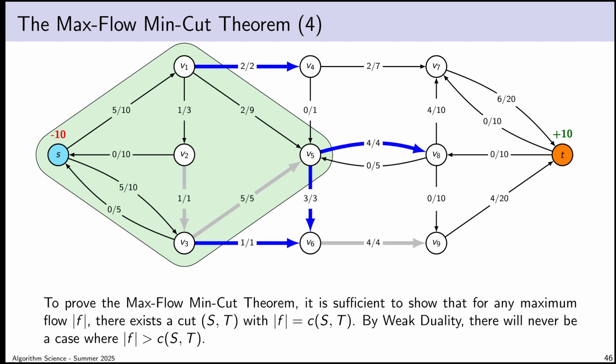So to prove the max flow min cut theorem, if we begin from knowing that weak duality holds, all we really have to show is that there always exists a cut whose capacity equals the value of a maximum flow. We do not have to deal with the case where the value could exceed the capacity of the cut, because weak duality has shown us that that's impossible.